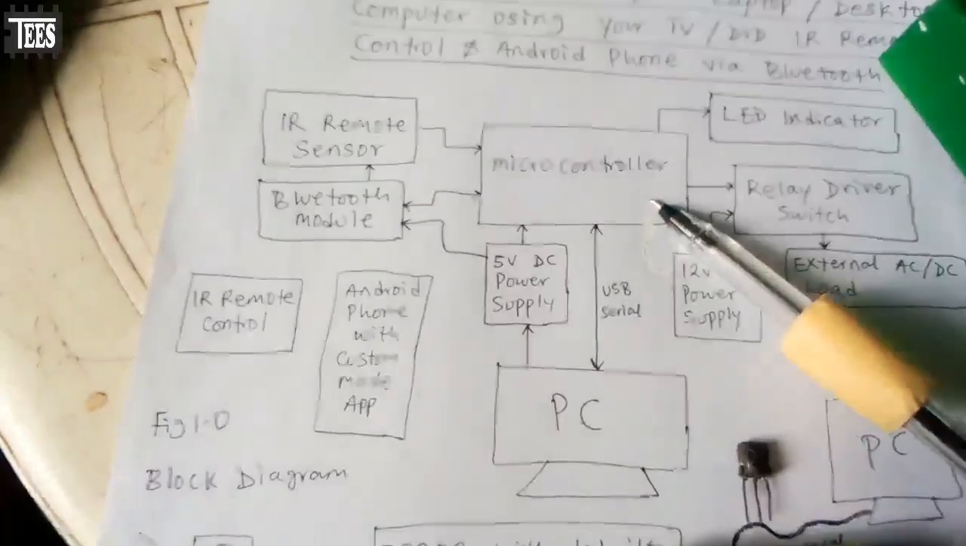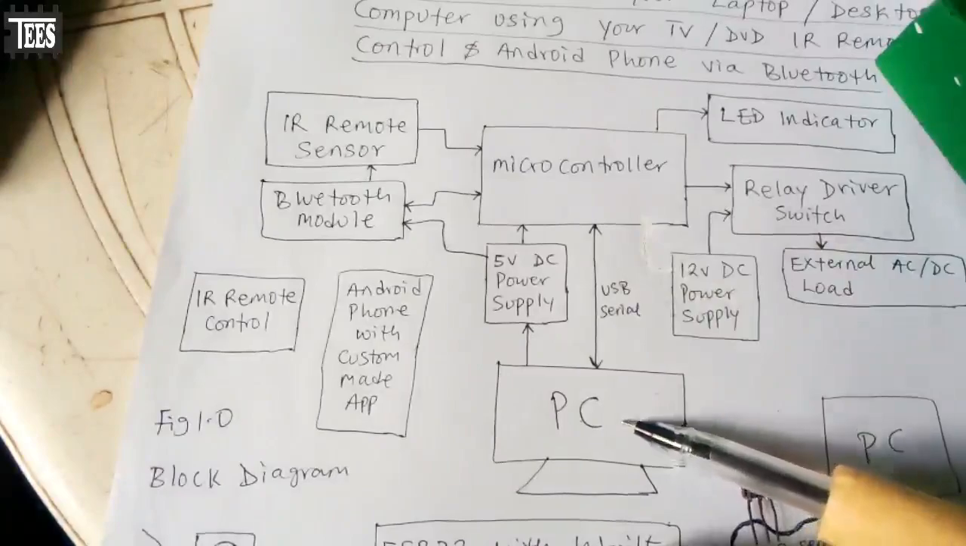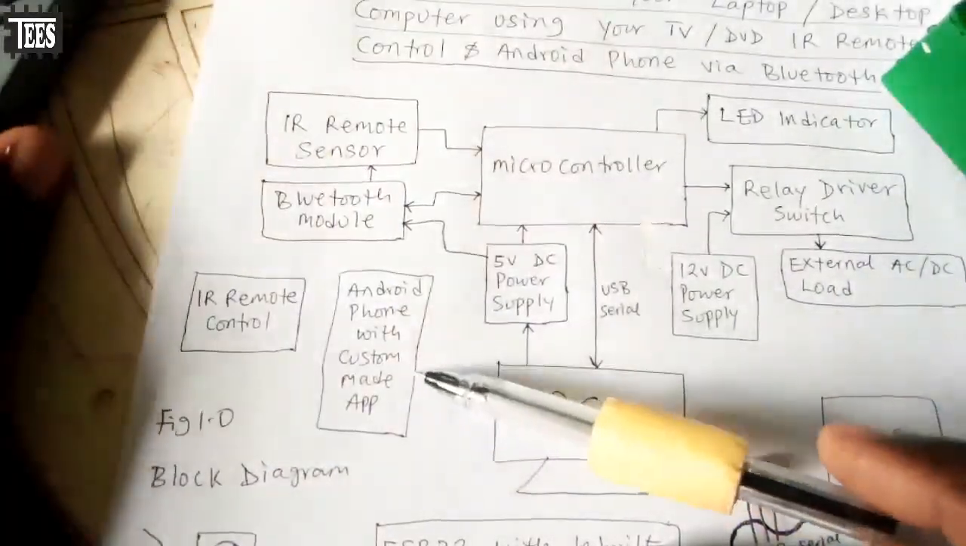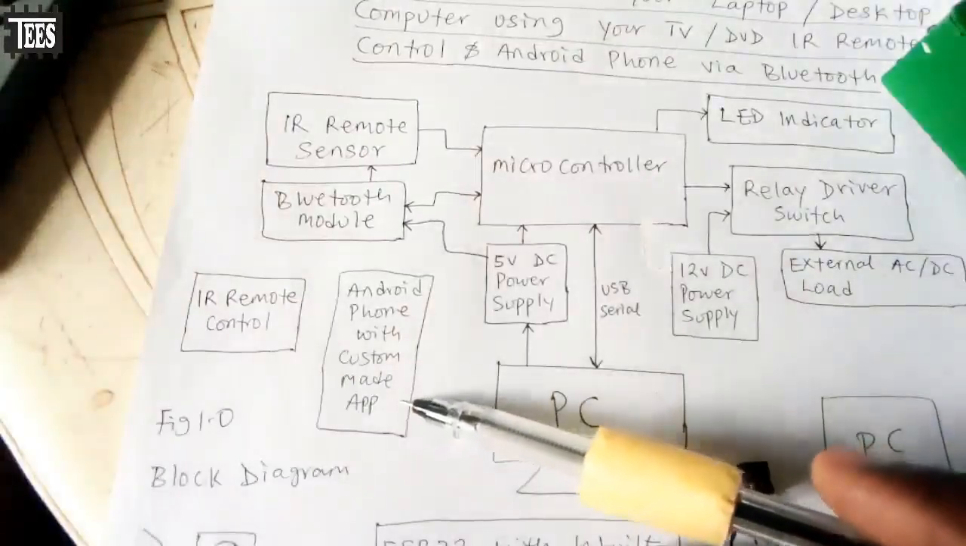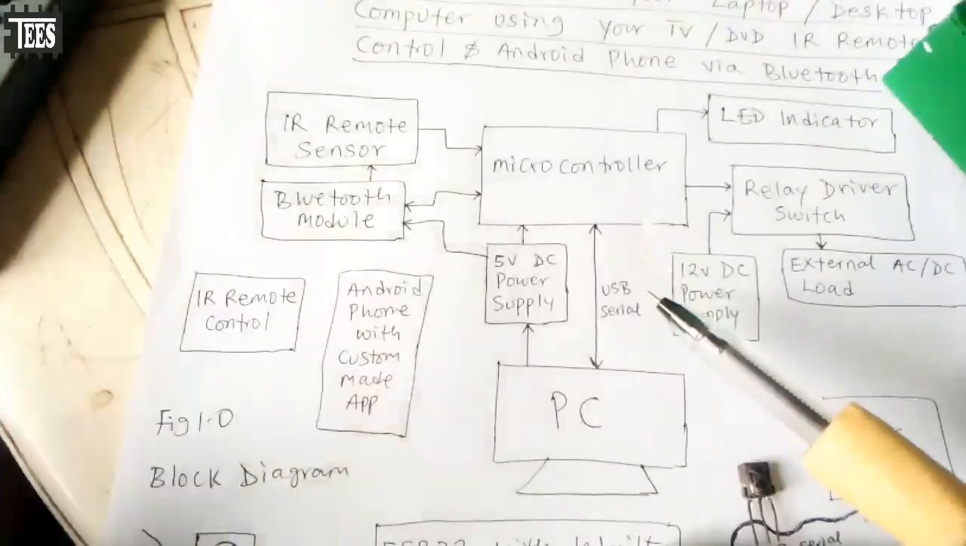3.3 volt regulator. You understand? So straight to the computer. So here we have our infrared remote control. Then we also have our Android, although I'm using the phone here, it's an Android phone. So that's how the block diagram is.